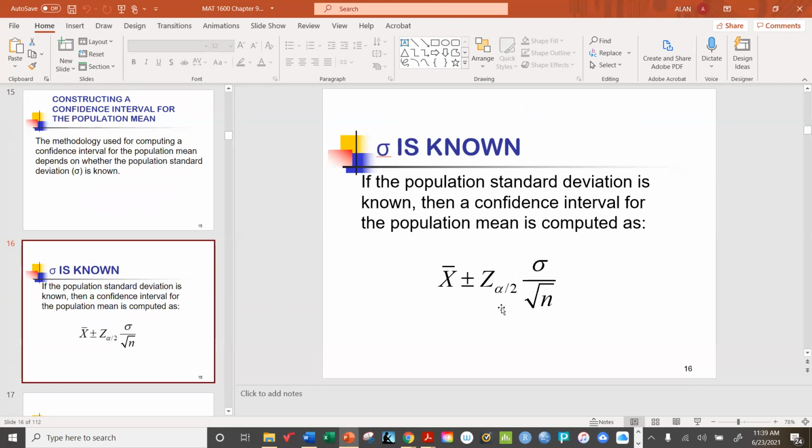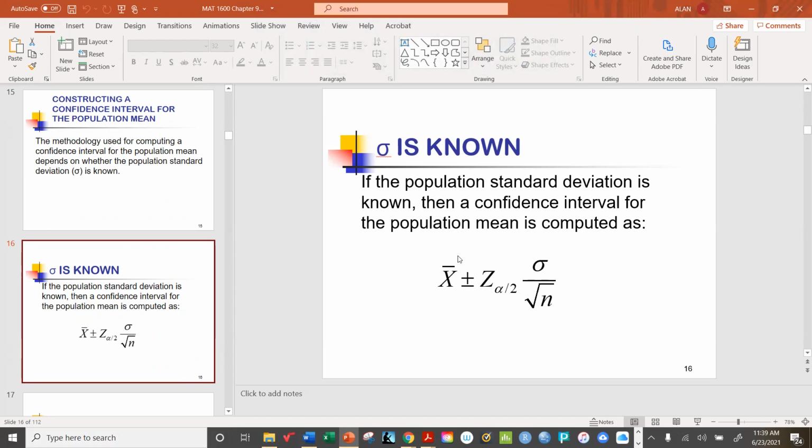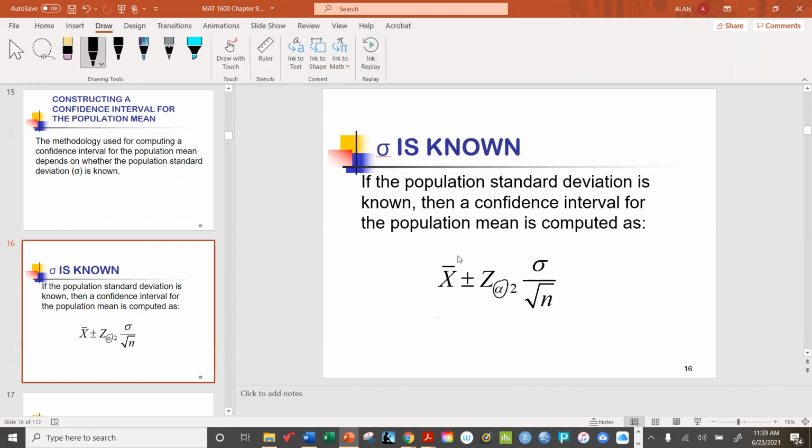Now, everything else in here you should probably recognize, except possibly this term. And this is the Greek letter alpha. What does it mean? Well, we're going to find out in a second.